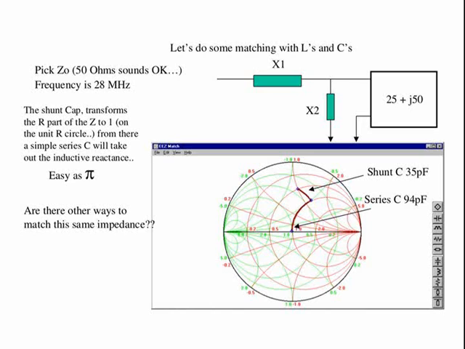First, we normalize z equals 25 plus j50 by dividing by a number like 50. That gives us z sub n equals 0.5 plus j1.0. Plot that point, then calculate the shunt value to get to the R equals 1.0 circle, which is 35 picofarads. Then calculate the series value to get to R equals 1.0, which is 94 picofarads.